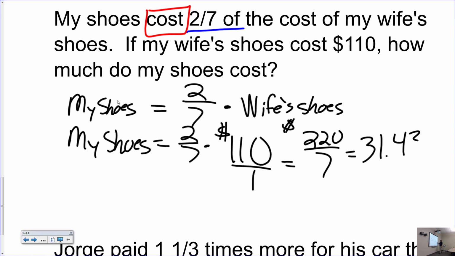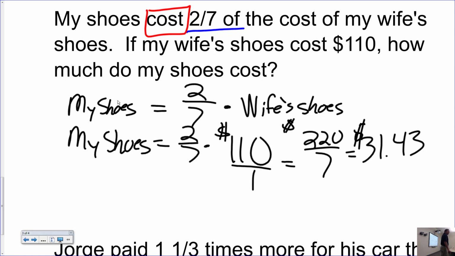43. Round correctly, please. And label correctly. So my wife's going to pay $110 for her shoes. When I'm lucky, I find my pair of shoes for $31.43.